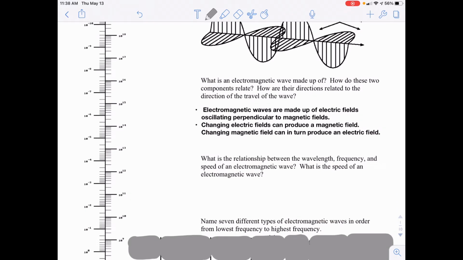They're produced because changing electric fields can produce a magnetic field, and changing magnetic fields can in turn produce an electric field. So this is known as a self-propagating wave. They usually originate from stars that undergo nuclear fusion. One of the byproducts of nuclear fusion is electromagnetic radiation.